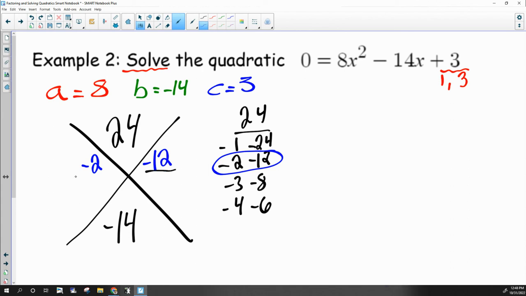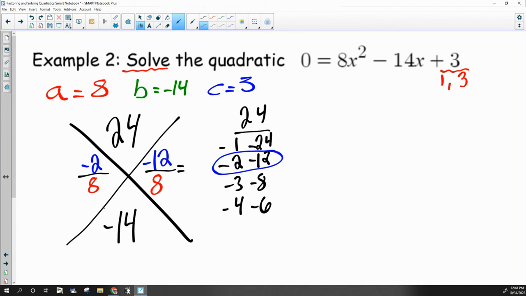I'm not done though. I divide both of these by a value, which is 8. Every problem, you divide by something different. You got to know what your a value is. Won't always be 1, won't always be 8. Just depends on the problem.